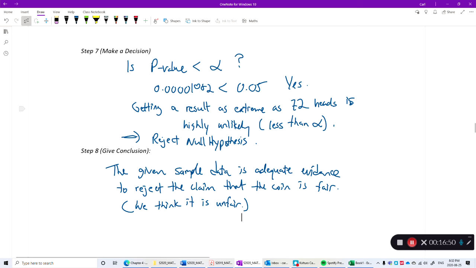Now, maybe that sounds a little too obvious in this case, but in other cases it can be a little confusing. Like, how do you reply in the same terms of the original claim? Well, we'll see some examples of that.